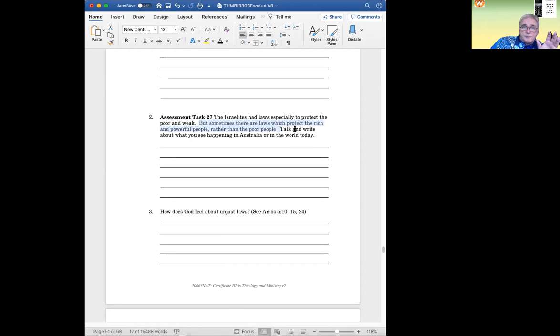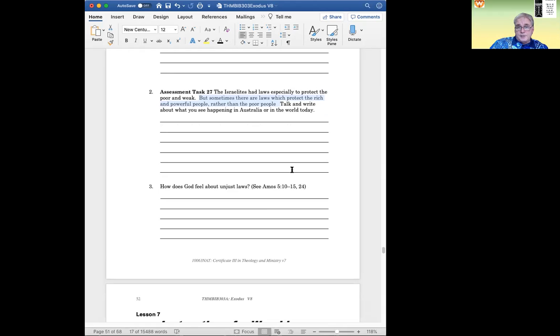So what we want you to do is talk or write about what you see happening in Australia today or in the world today. The laws in the Bible are meant to protect the poor and the weak. Do the laws of our country protect rich and powerful rather than poor people? What do you think? And then, how does God feel about unjust laws? If you have a look at this passage from Amos, that'll give you a fairly clear idea, and you put that in your own words. Okay, so I'm about to end the video, and that's what you need to do in terms of answering that second thing.